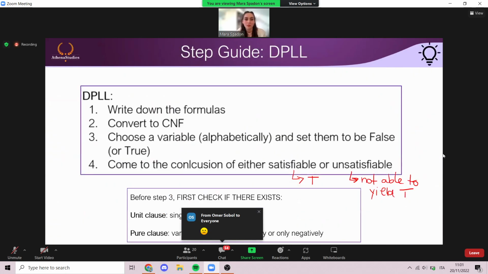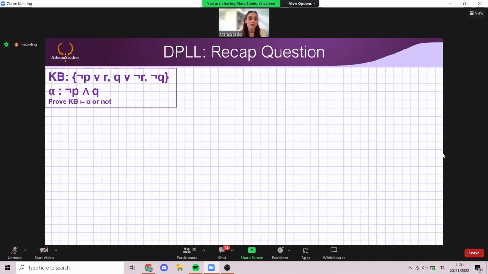So what was the first step of DPLL? We write down the formulas, right? For the knowledge base, which formulas do we have? We have 3: not P or R, Q or not R, and not Q. Can we construct these into conjunctive normal form, or are they already done? I think they're all already done, because they're just single clauses. Exactly. So we don't have to construct these into normal form.